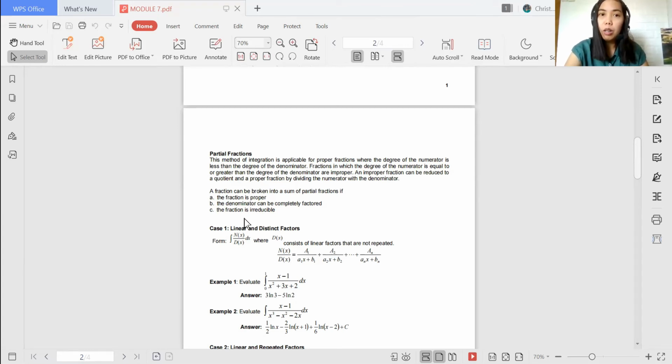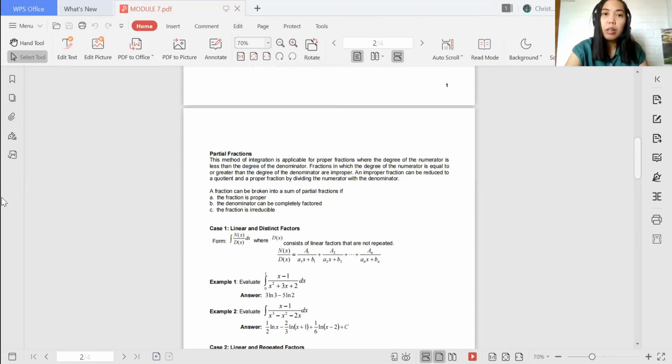If it's proper, the second condition is that the denominator can be completely factored. So we can find the factors of our denominator, and the fraction is irreducible. So if we cannot simplify it, okay? So the first thing, proper fraction. Next is we can factor the denominator, and the fraction is irreducible. So case one for partial fraction. Case one, if it's linear and distinct factors.